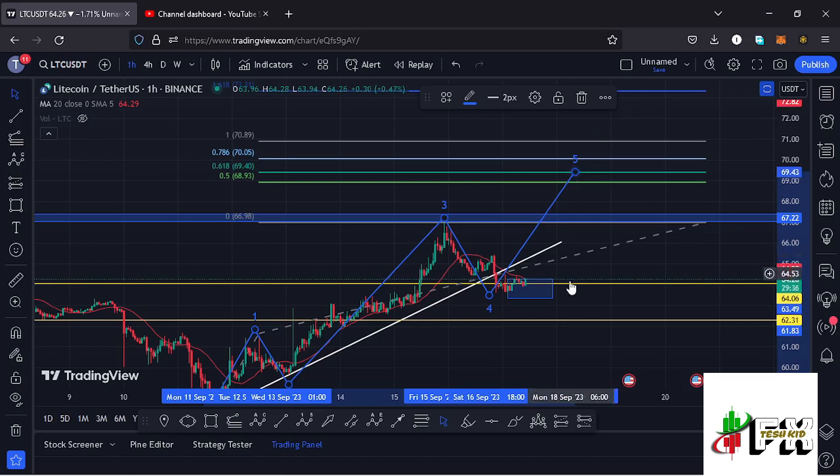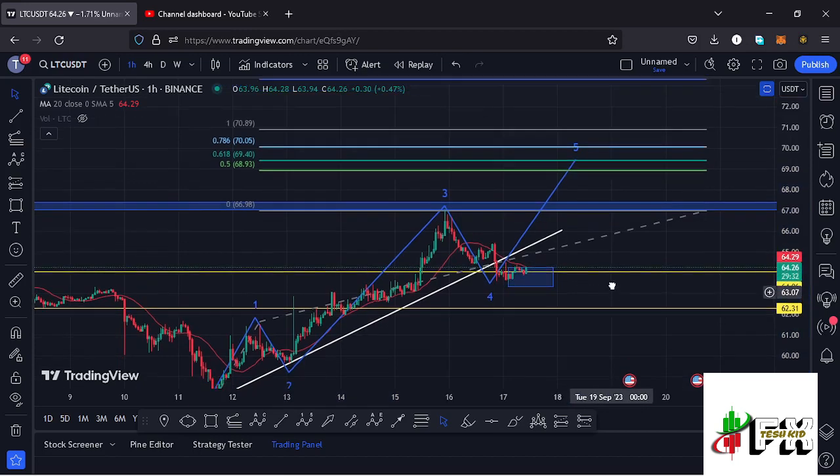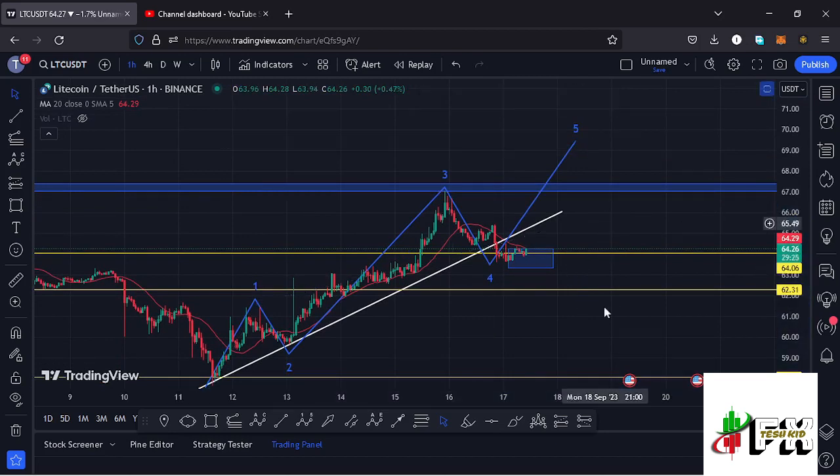and a break below the $63.49 mark, we can easily see Litecoin get below the $62.31 mark in the next coming hours. And that is what I have in mind.